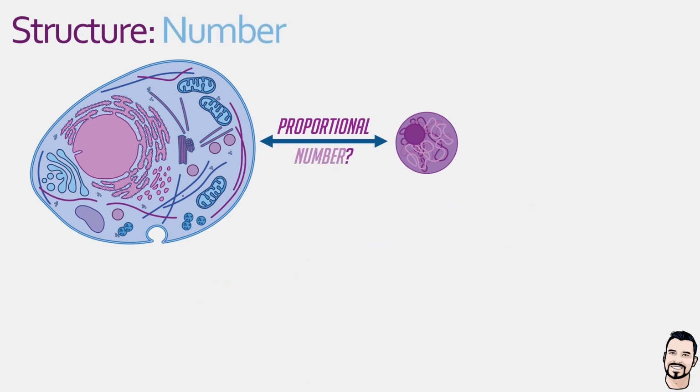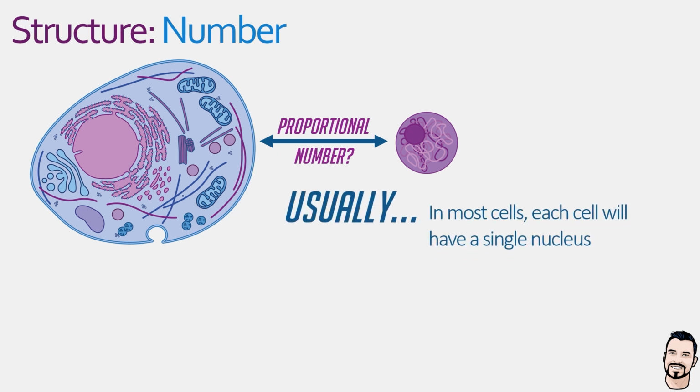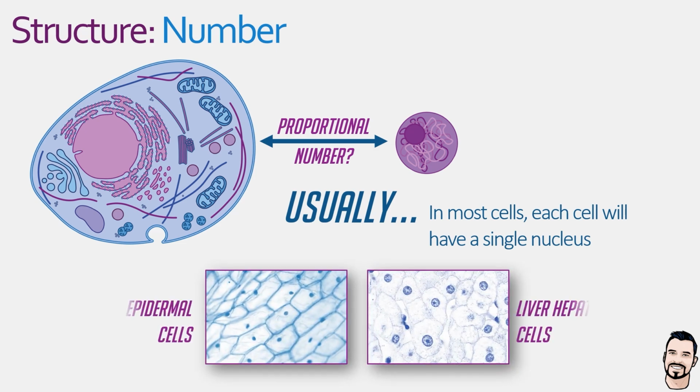Finally, let's think about how many nuclei a cell has. Is the number of nuclei within a cell proportional? Or, to put it another way, does every cell just have one nucleus? Usually, yes. Most cells contain a single nucleus. And if we were to go back to our earlier examples, both of these typically have just one nucleus per cell. However, sometimes things aren't quite that simple.